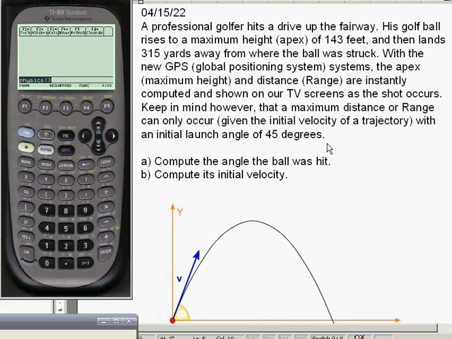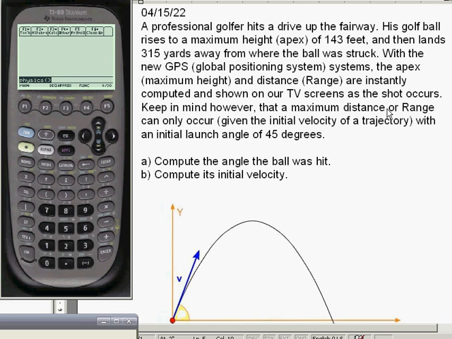And let's read it here. A professional golfer hits a drive up the fairway. His golf ball rises to a maximum height, apex, of 143 feet, and then lands 315 yards away from where the ball was struck. With the new GPS Global Positioning System systems, the apex, maximum height, and distance range are instantly computed and shown on our TV screens as the shot occurs.